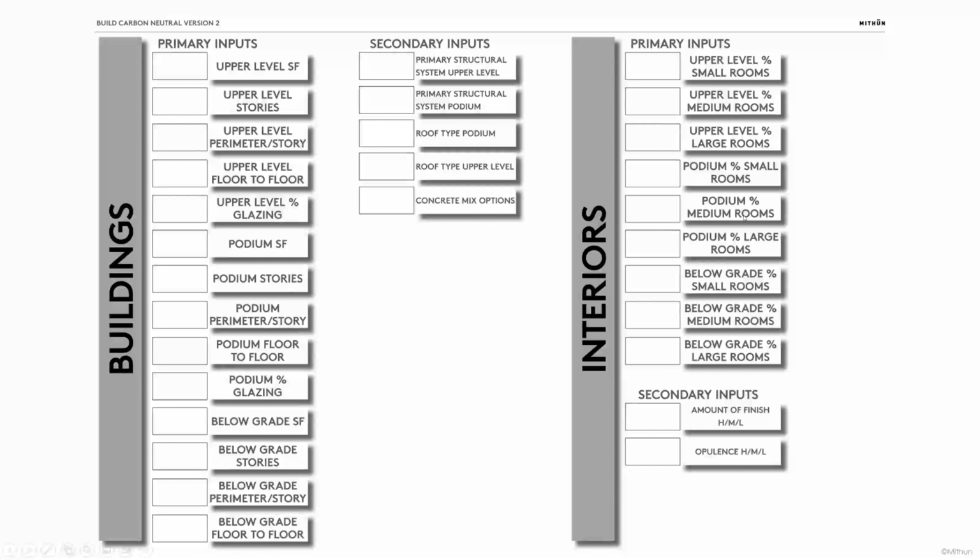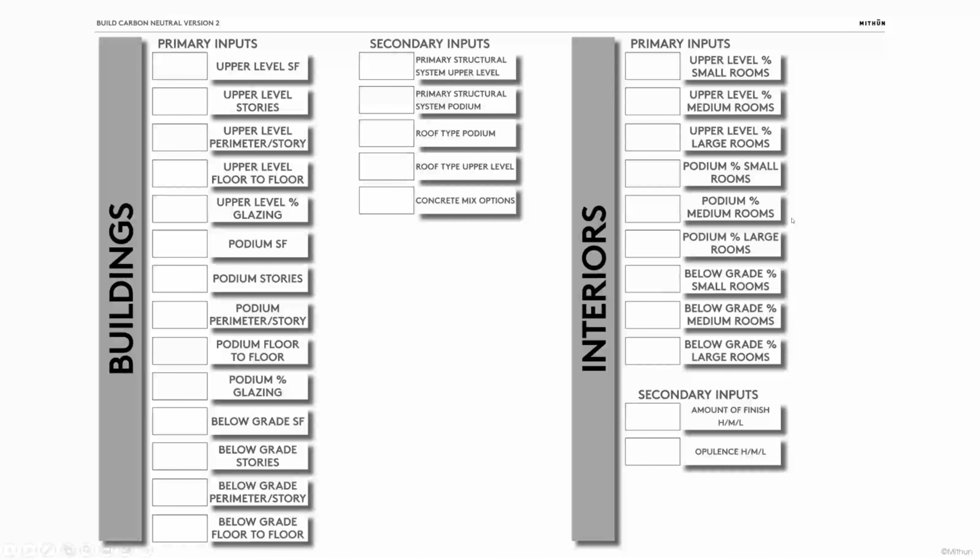Similarly, there's a secondary input for each of those that gives you options for even some reduction opportunities with concrete mix and what kind of roof types and things. It's just a little bit more information that should still be relatively easy to grab out of an early design model or even a proposal.